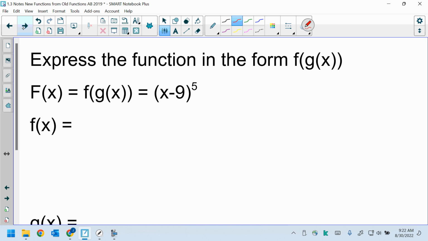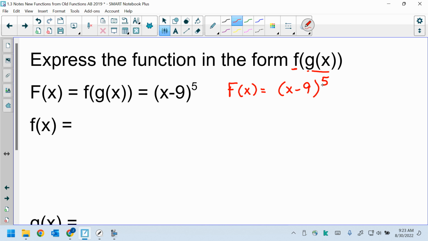Express these functions in the form f of g of x. Now, what the heck does that mean? You're going to have some homework problems today that ask, I think, in these exact terms. And what they're asking for is, what's the f function and what's the g function? So if you're given the function, capital F of x is equal to x minus 9 to the fifth, what's the f function, what's the g function?